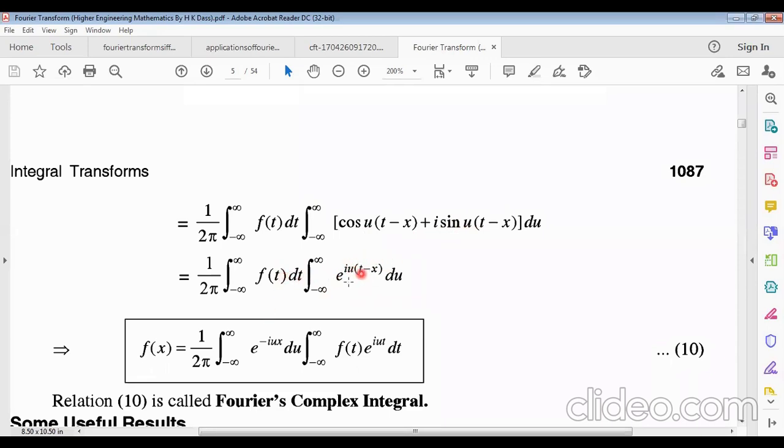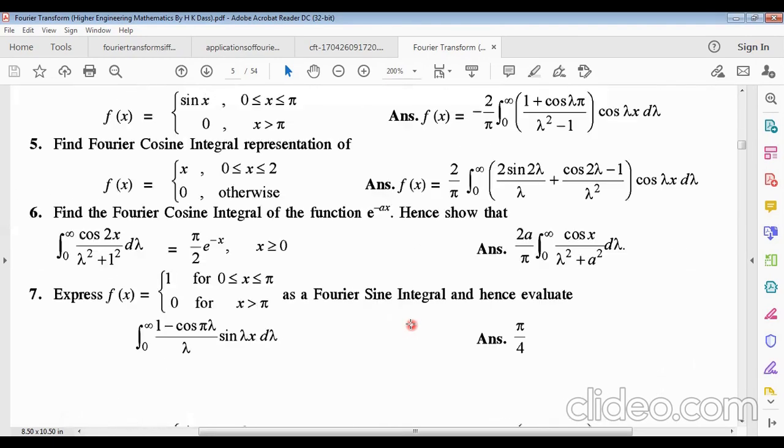So this can be written as f of x equals 1 by 2π, integral from minus infinity to plus infinity of e to the power minus iux. Just the x term will be e to the power iu multiplied with this t minus x. Then we get e to the power iux du and f of t e to the power iut. Now separating the u integration part. So separating the u parameter and the t parameter, we get this. This is actually the Fourier complex integral, and this is a very important theorem to find the integral Fourier transform. Okay, Fourier transform of any function.